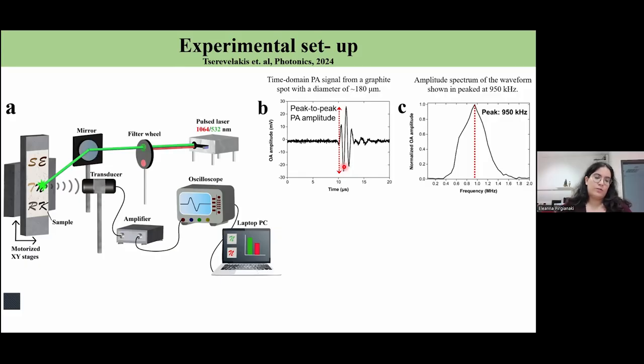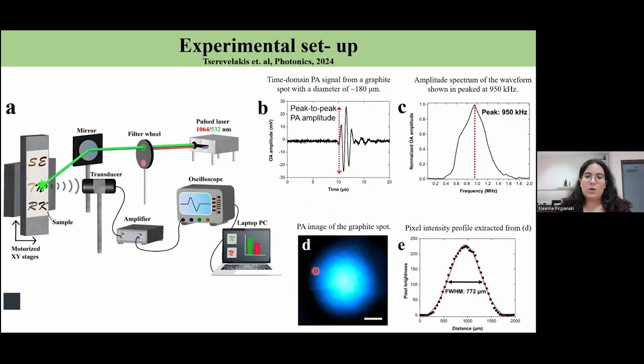Now we have performed a fast Fourier transformation on this waveform to generate a normalized photoacoustic amplitude spectrum representing the detection sensitivity of our transducer, which is approximately 1 megahertz. Then we imaged this dot with the photoacoustic system, and we extracted the pixel intensity profile, and the data points were fitted with a Gaussian curve, as you can see, and the full width at half maximum is approximately 800 micrometers, which is also the lateral resolution of the transducer.